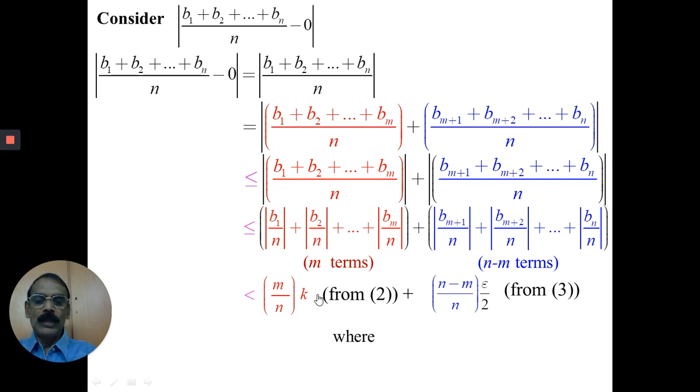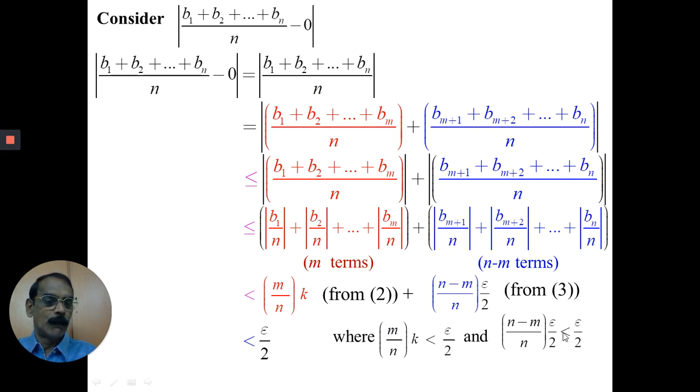Now, we are going to assume one more thing, that is mk by n. We consider mk by n as less than epsilon by 2. Then the above inequality becomes, since mk by n is less than epsilon by 2, we get less than epsilon by 2. What about the second group? That is (n minus m) by n into epsilon by 2. Clearly, this is also less than epsilon by 2.